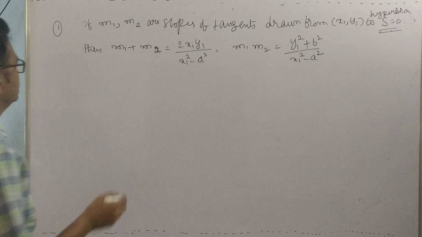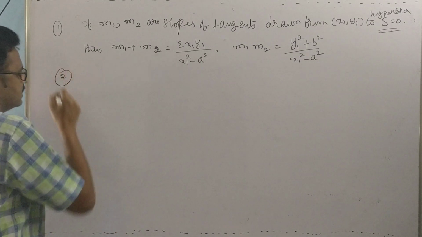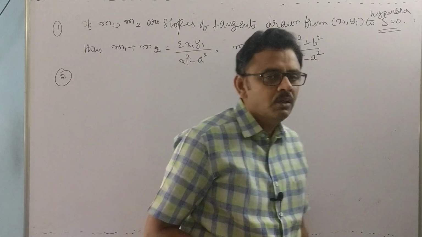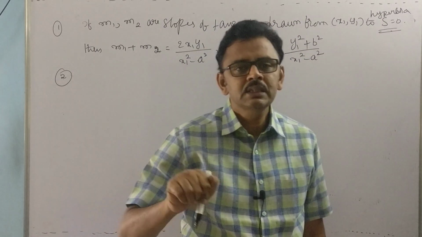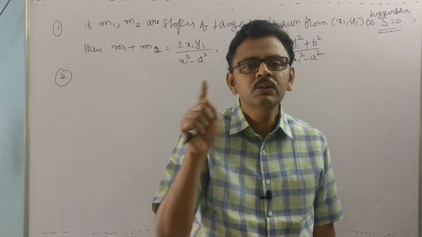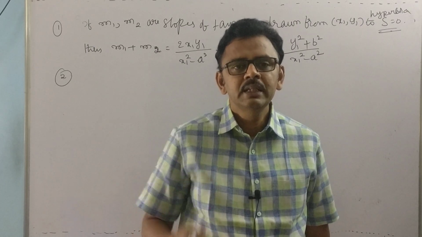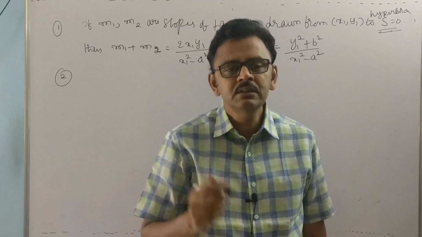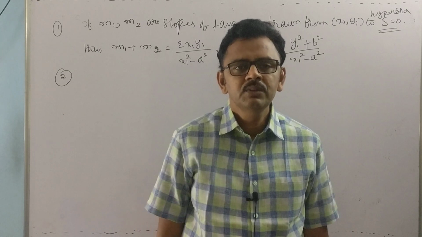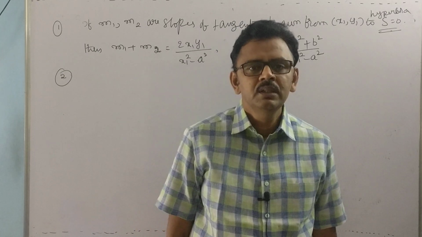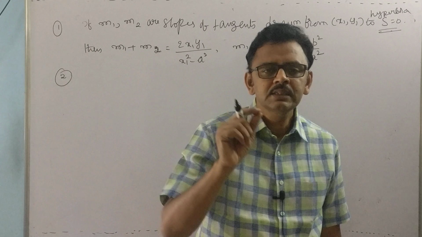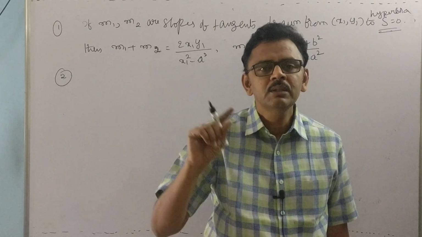Next, director circle. What is the director circle? Locus of point of intersection of perpendicular tangents to a conic is called director circle. The director circle of the ellipse is x square plus y square equal to a square plus b square. In case of hyperbola, x square plus y square equal to a square minus b square.